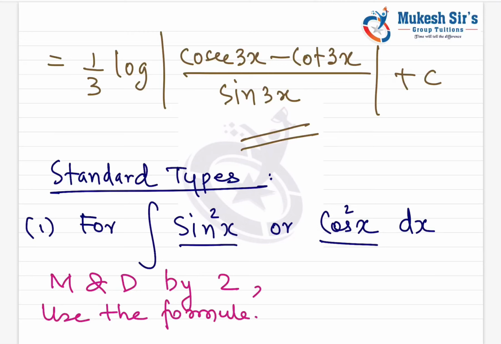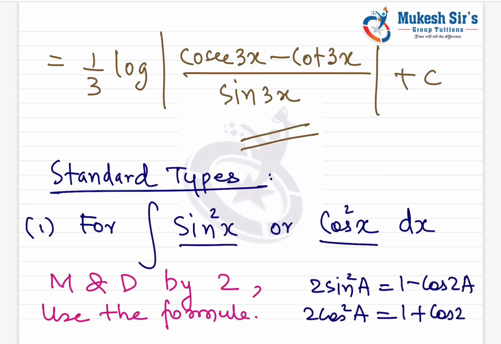So what is the double angle formula? If you have 2 sin square a, you can write 1 minus cos 2a. You had this in 11th standard. And 2 cos square a will become 1 plus cos 2a. Okay? So you have to use this formula and integrate. Clear?